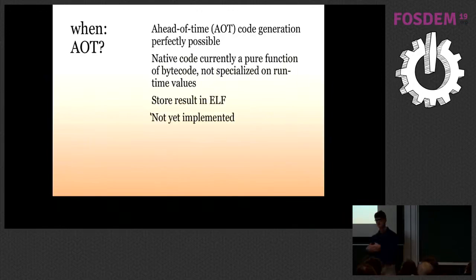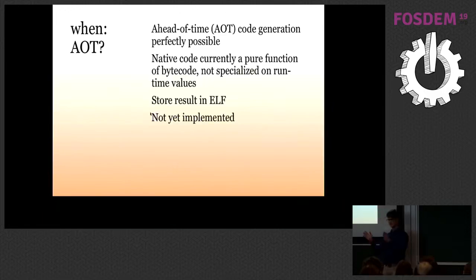So the thing is, when you generate native code, when do you do it, right? You have lots of choices. You generate native code with GCC, for example, ahead of time. You run your compile phase, and then at runtime, there's no code generation. We can do this, and this is entirely possible. It's not yet implemented, but as I mentioned, currently the native code that we generate is a pure function of the bytecode to which it corresponds.